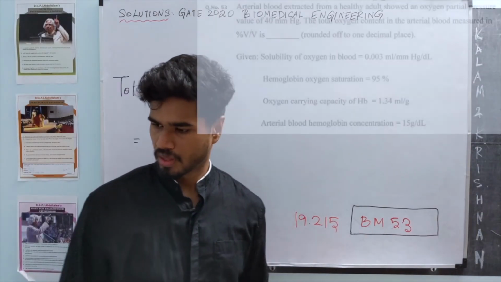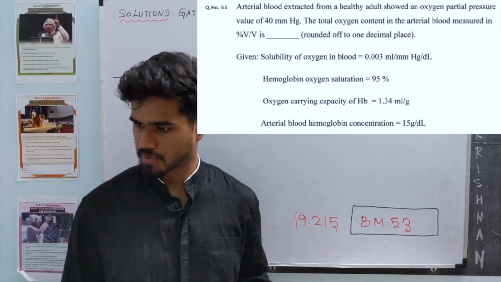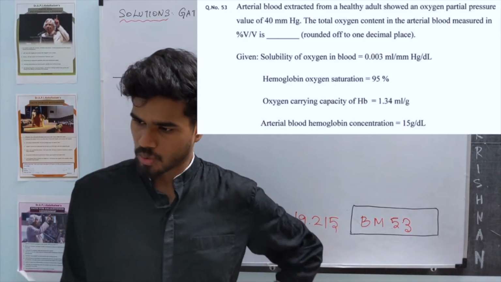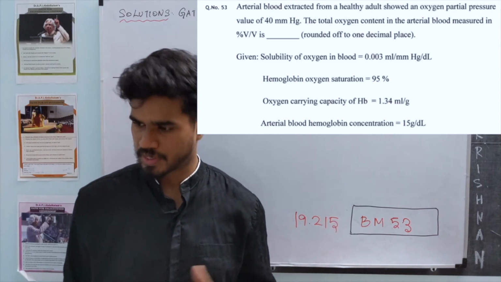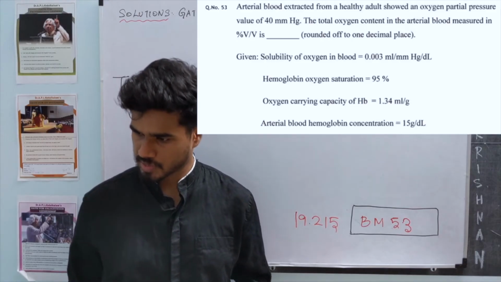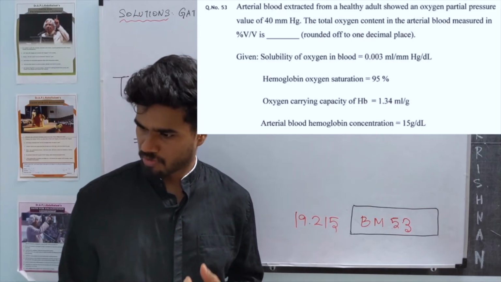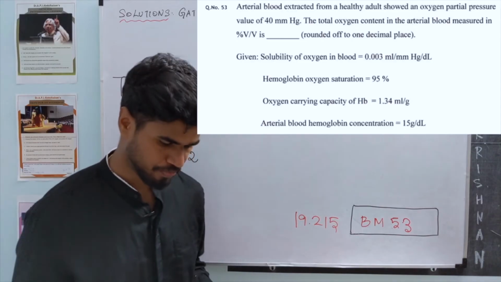53rd question. Arterial blood extracted from a healthy adult showed an oxygen partial pressure value of 40 mmHg. Total oxygen content in the arterial blood, measured in percentage volume by volume, is dash. Solubility of oxygen in blood is given. Hemoglobin oxygen saturation, oxygen carrying capacity of hemoglobin, and arterial blood hemoglobin concentration are also given.